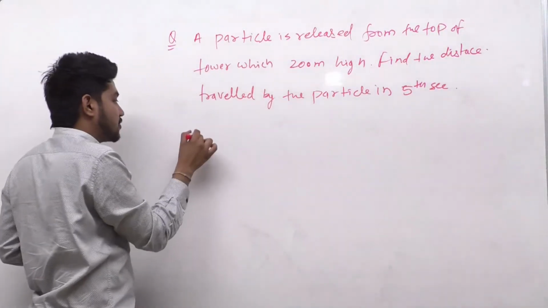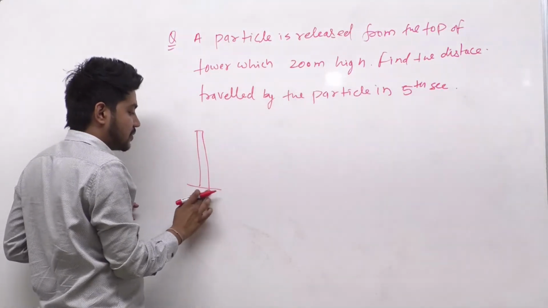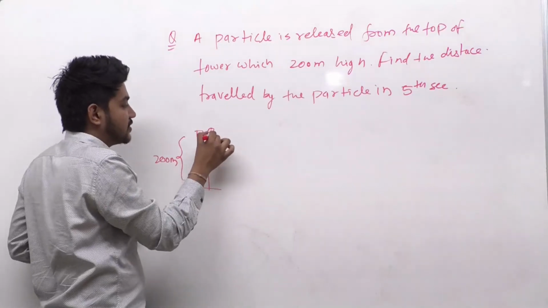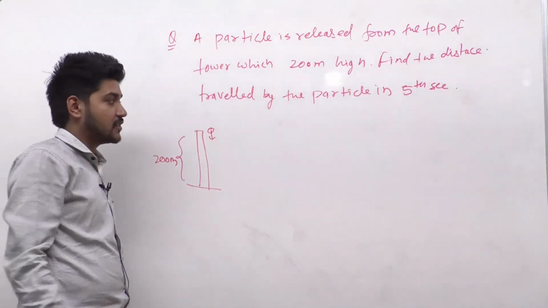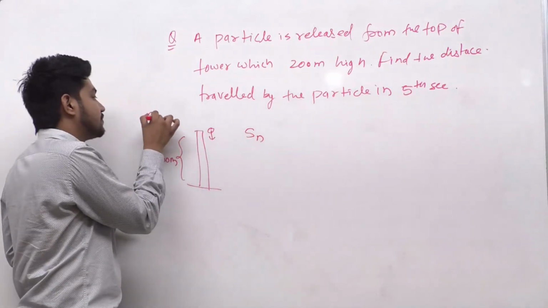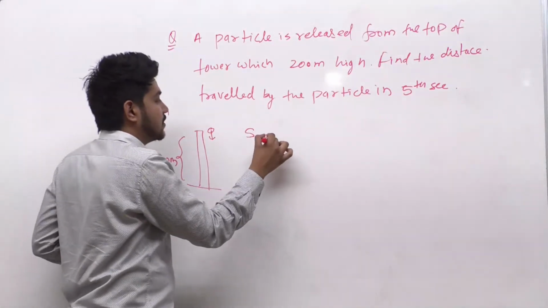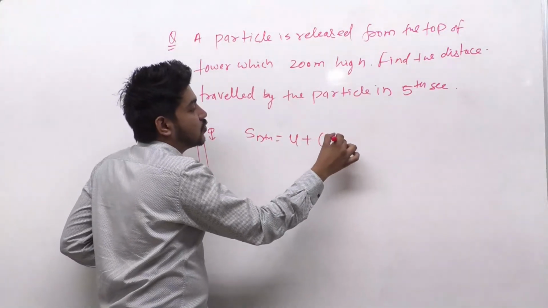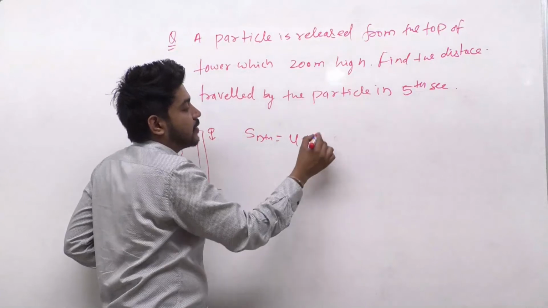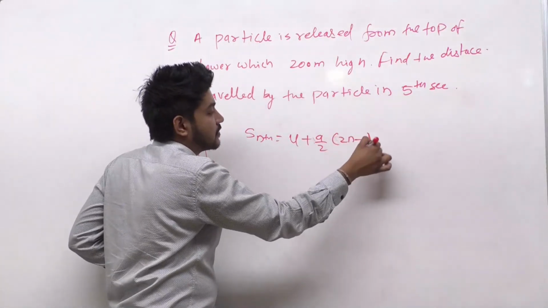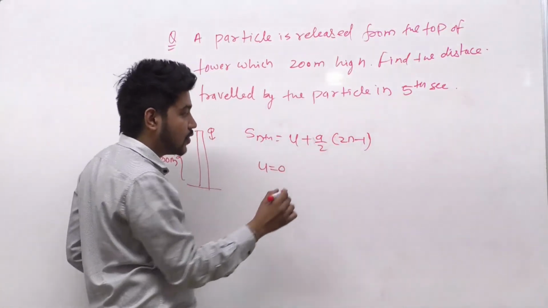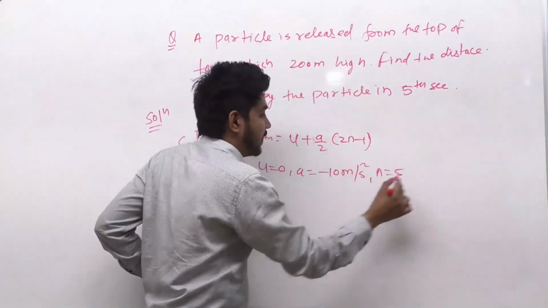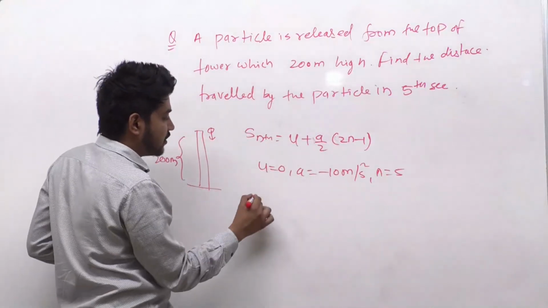So how will we solve this? First of all, I'll draw the diagram. This is how the diagram will be. This total distance is 200 meter, and the particle is just released. So what is the distance traveled in the fifth second? The formula is S nth equals U plus A by 2 into 2n minus 1. Here U, the initial velocity, is 0, acceleration is minus 10 meter per second square, and n is 5. So I'll put the values in.